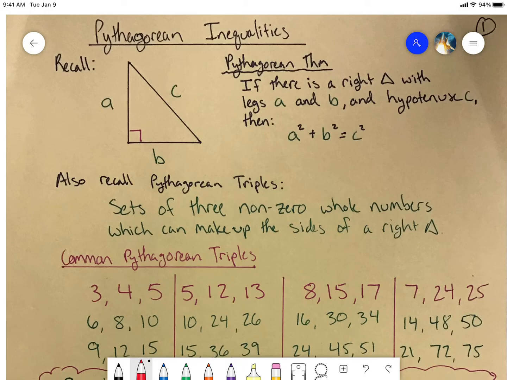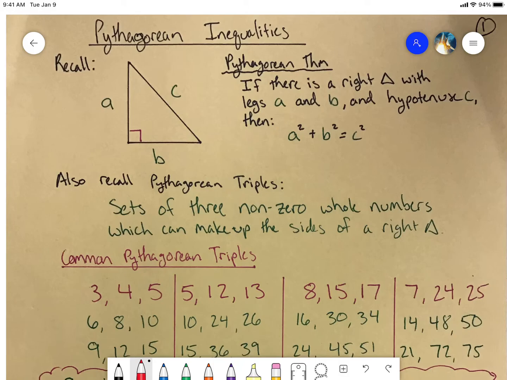Welcome back, everyone. So today we're going to be starting a new unit, which is trigonometry. And I know that kind of sounds scary and daunting, because maybe you've heard some horror stories about trigonometry, but it's really not all that bad. And if you break down what the word means, trigonometry, it just literally means the study of triangles.